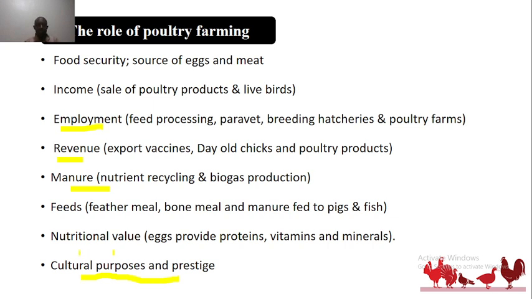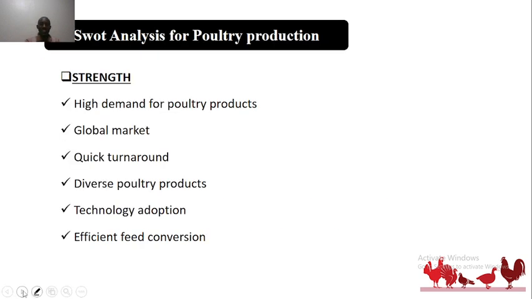Somebody provides you a budget with either 200 chickens or 5, depending on his budget.